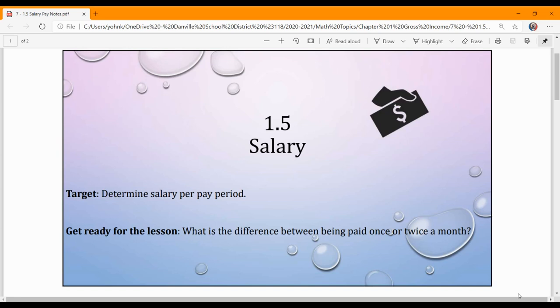Today we're going to learn how to determine salary per pay period. So these would be for if you know annual salary and you want to know how much you would get paid a month, or if you knew how much you got paid weekly and you wanted to know how much you would earn for the year. That's where salary comes from.